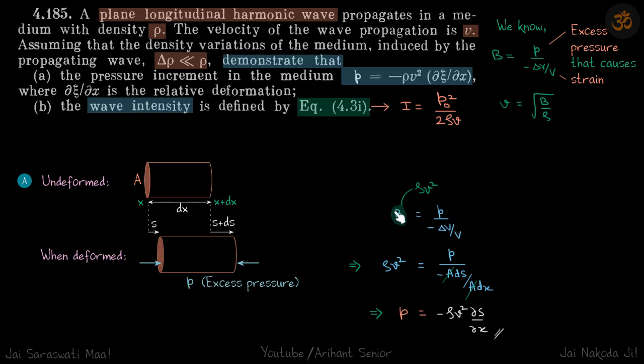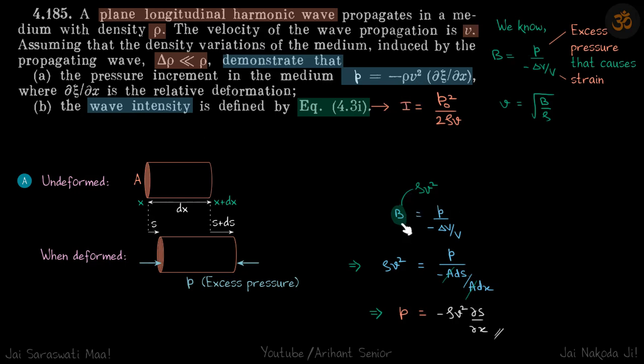Now we know that bulk modulus of a medium is given by P upon minus delta V by V, where P is the excess pressure that causes the strain delta V by V. And also velocity in this medium is given by root B by rho. So now you can see where we are going with these two equations. Here we got the term of B and excess pressure P. Here we have a term of B and velocity. So if we eliminate B from these two, you can see the relation between excess pressure and velocity, which is what we want.